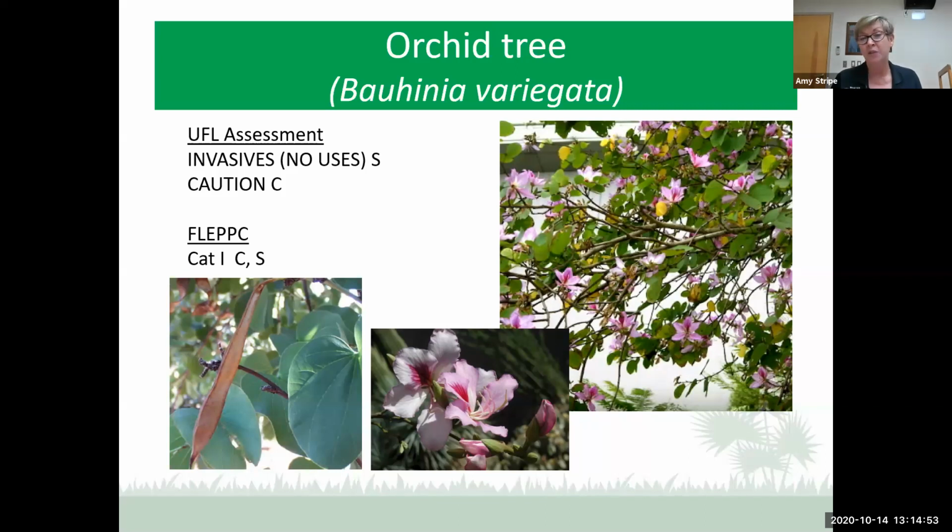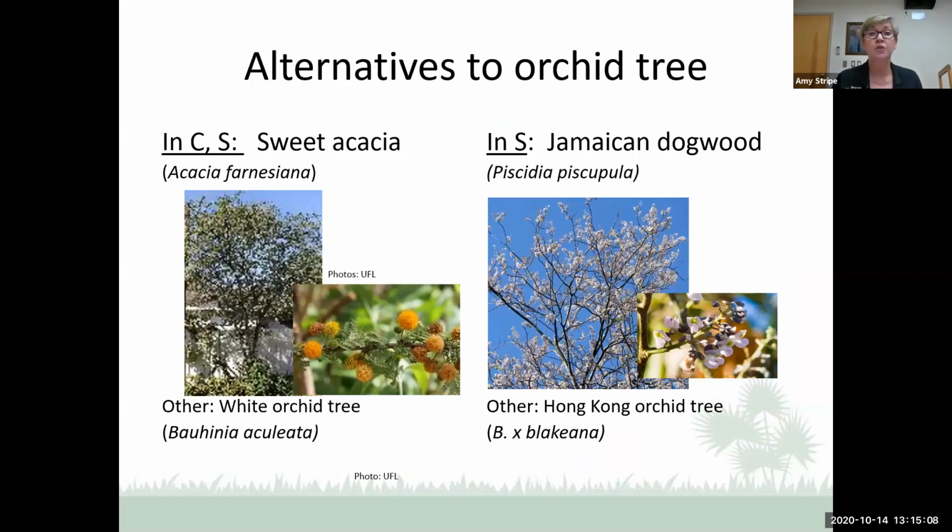It is invasive, no uses in South Florida, a caution in Central Florida. On the FLEPPC list, it's category 1 invasive for Central and South Florida. It does bloom beautifully, though, I must say, in the spring. Alternatives for this tree, a native alternative is a sweet acacia. This is Acacia farnesiana. I have to say that it's got these really interesting little blossoms.